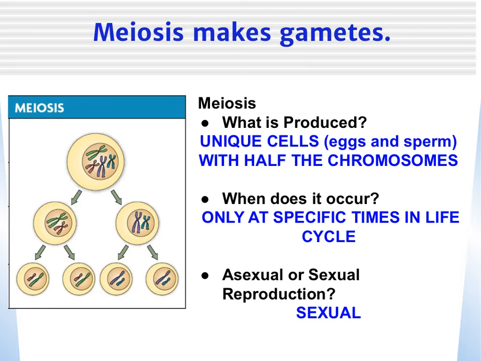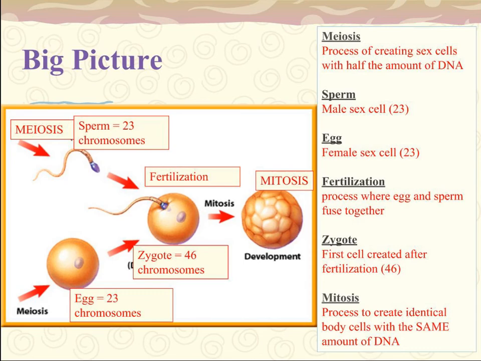So, meiosis makes cells used for sexual reproduction, but only at certain times in an organism's life cycle. Now, that was a big new step, so let's make sure we have a couple of things set here. Meiosis is a specialized type of cell division that makes sex cells with half the amount of DNA. In humans, half the amount of DNA means 23 chromosomes. In males, the sex cells are sperm, and in females, the sex cells are eggs.